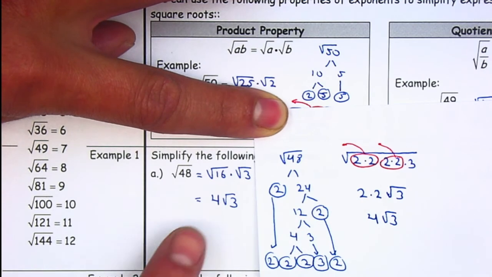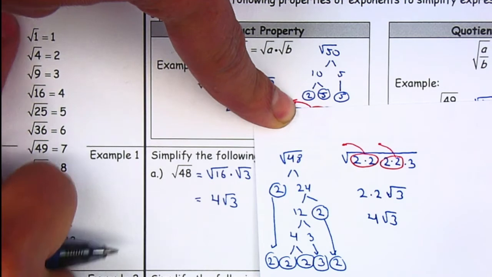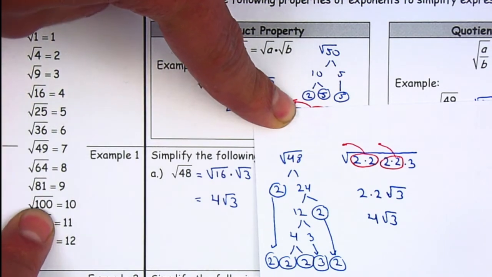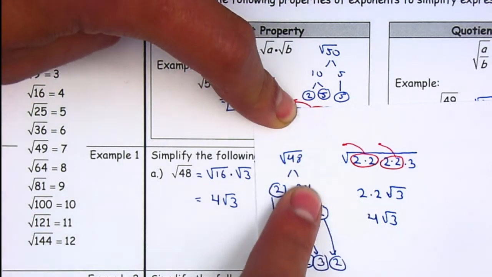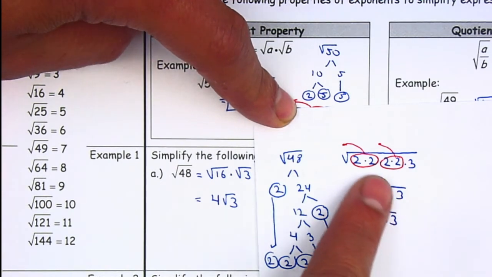So it's up to you. If you want to do the short way, by finding the factors of 48, it has to be from this list, so we can take the square root. Or if you can't think of them, you can just go through the prime factorization and take out the pairs.